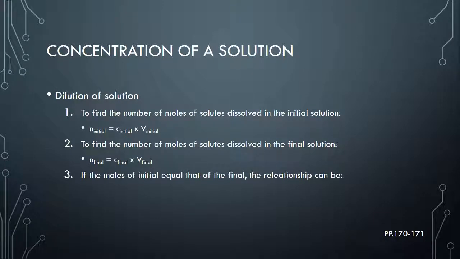If the moles of initial equal that of the final, the relationship can be C initial times V initial, that equals C final times V final. So C1 times V1 should equal C2, or C final, times V2.